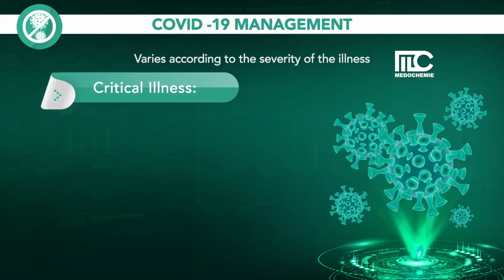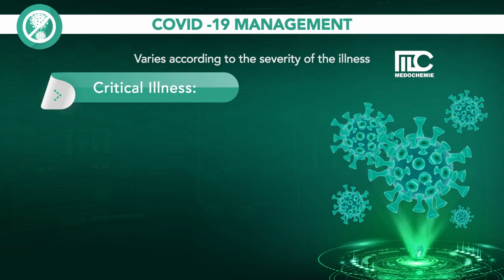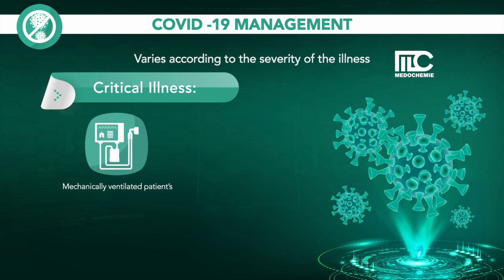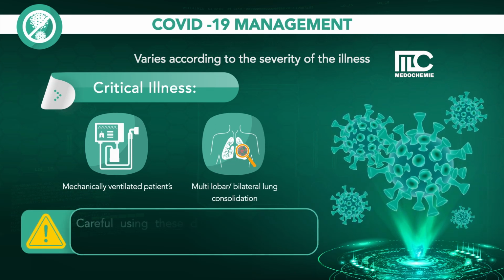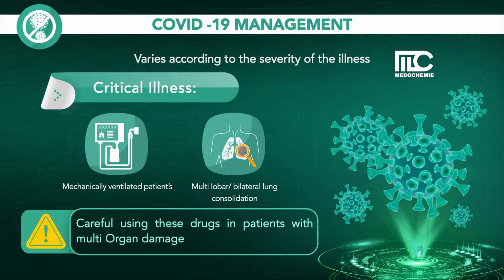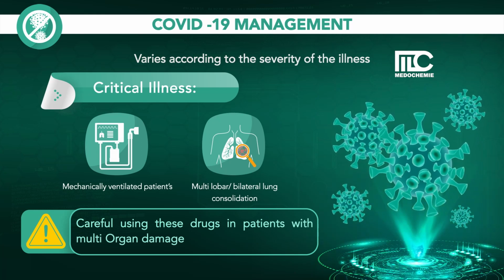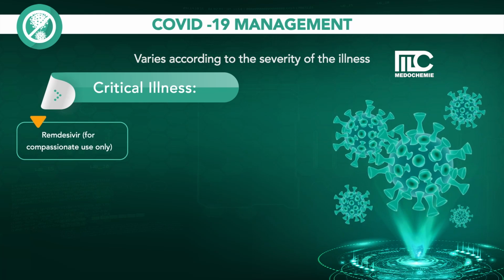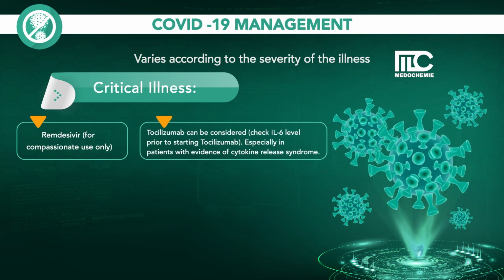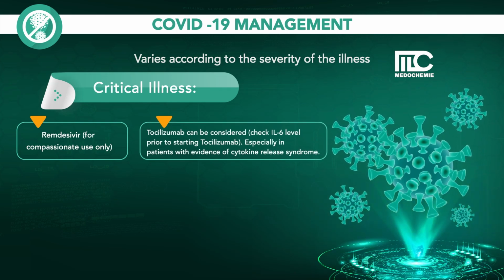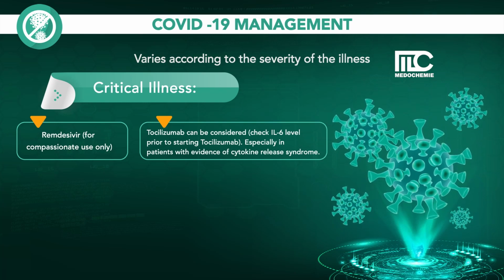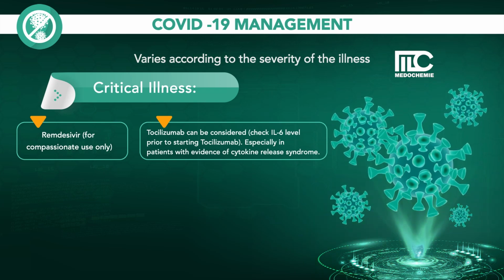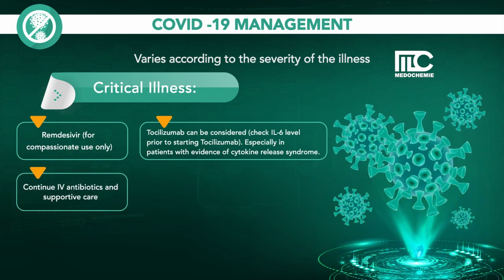Lastly, critical illness is characterized by patients on mechanical ventilation with multi-lobar bilateral consolidation. Be careful using these drugs in patients with multi-organ damage. Remdesivir for compassionate use only. Tocilizumab can be considered. Check the interleukin 6 level prior to starting tocilizumab, especially in patients with evidence of cytokine release syndrome. Continue IV antibiotics and supportive care.